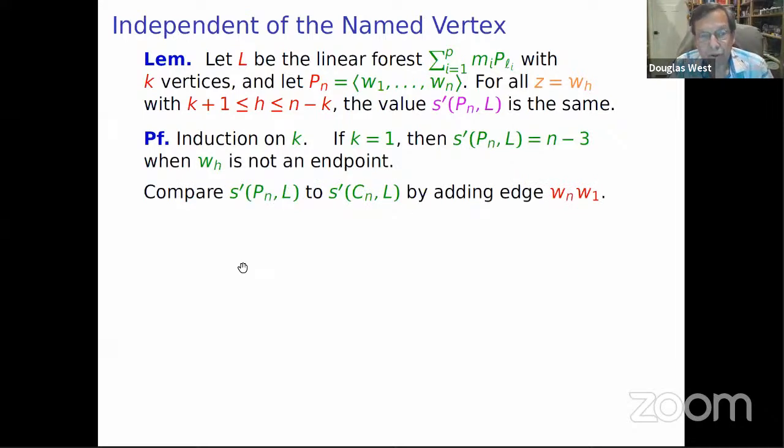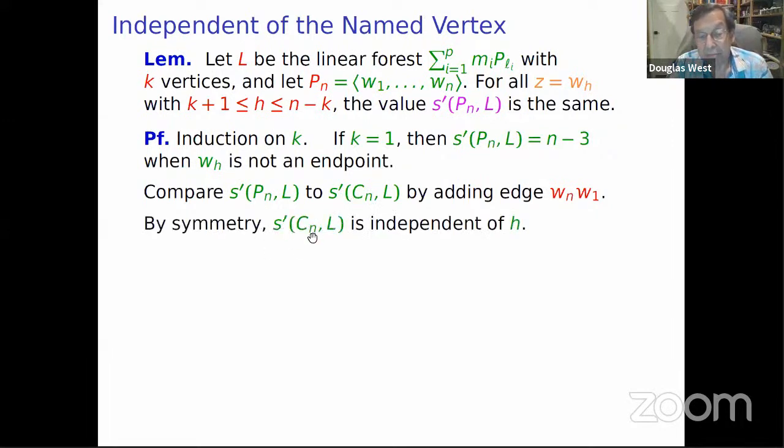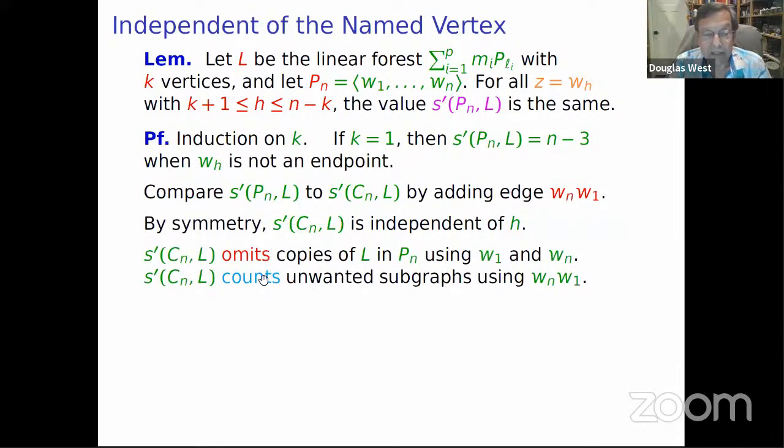And for the induction step, what we want to do is compare this quantity that we're looking at to this quantity in a cycle that we get by adding the edge joining the ends of the path. When we do that, by symmetry, the number of copies of L plus an isolated vertex in the cycle is going to be independent of which vertex we name as the isolated vertex. Okay, because it's symmetry, so that's really nice. But that count will omit copies of L in the path that use the two ends, because now they're adjacent and they were not in the path. And on the other hand, this count is going to count unwanted subgraphs that use the edge joining the endpoints of the path, because that's not even in the path.